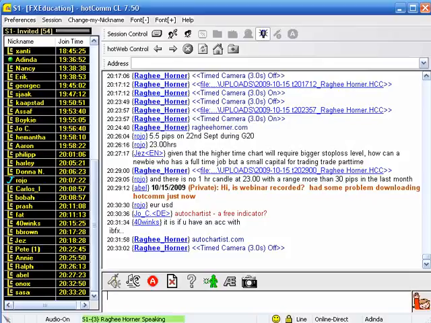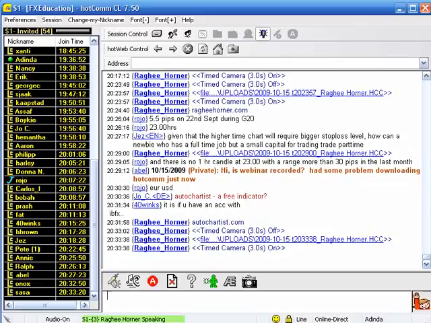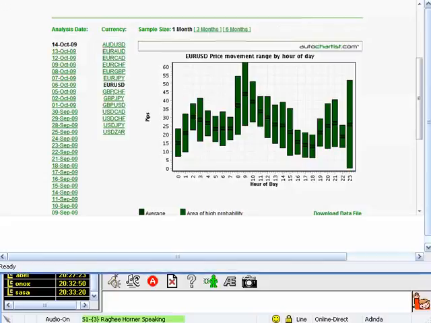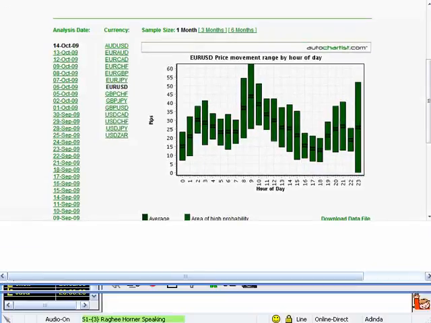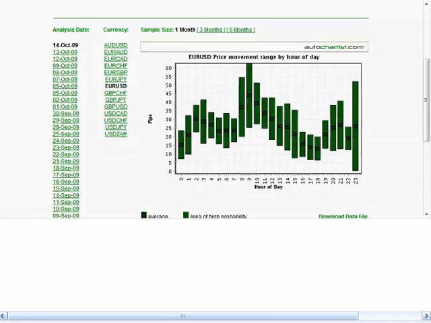There's no 1 hour candle at 2300 with a range more than 30 pips last month. So what we're looking at here is the average of about 25 to 30. I don't know what this high range of 50 was. Again, I'd have to take a look. I don't have that in front of me.